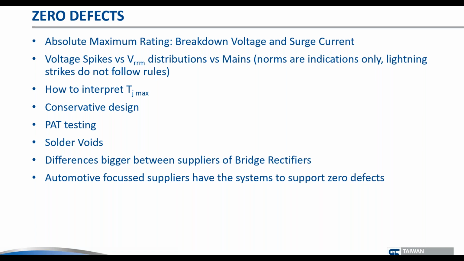How to interpret TJ Max? I always take the example that there is a 149 design where junction temperature becomes 149 degrees C. Is that better than 151 degrees C? If the TJ Max is rated at 150 degrees, obviously the answer is not much really. So be conservative in your design. We already mentioned you need to know about part testing. You need to know about solder voids.